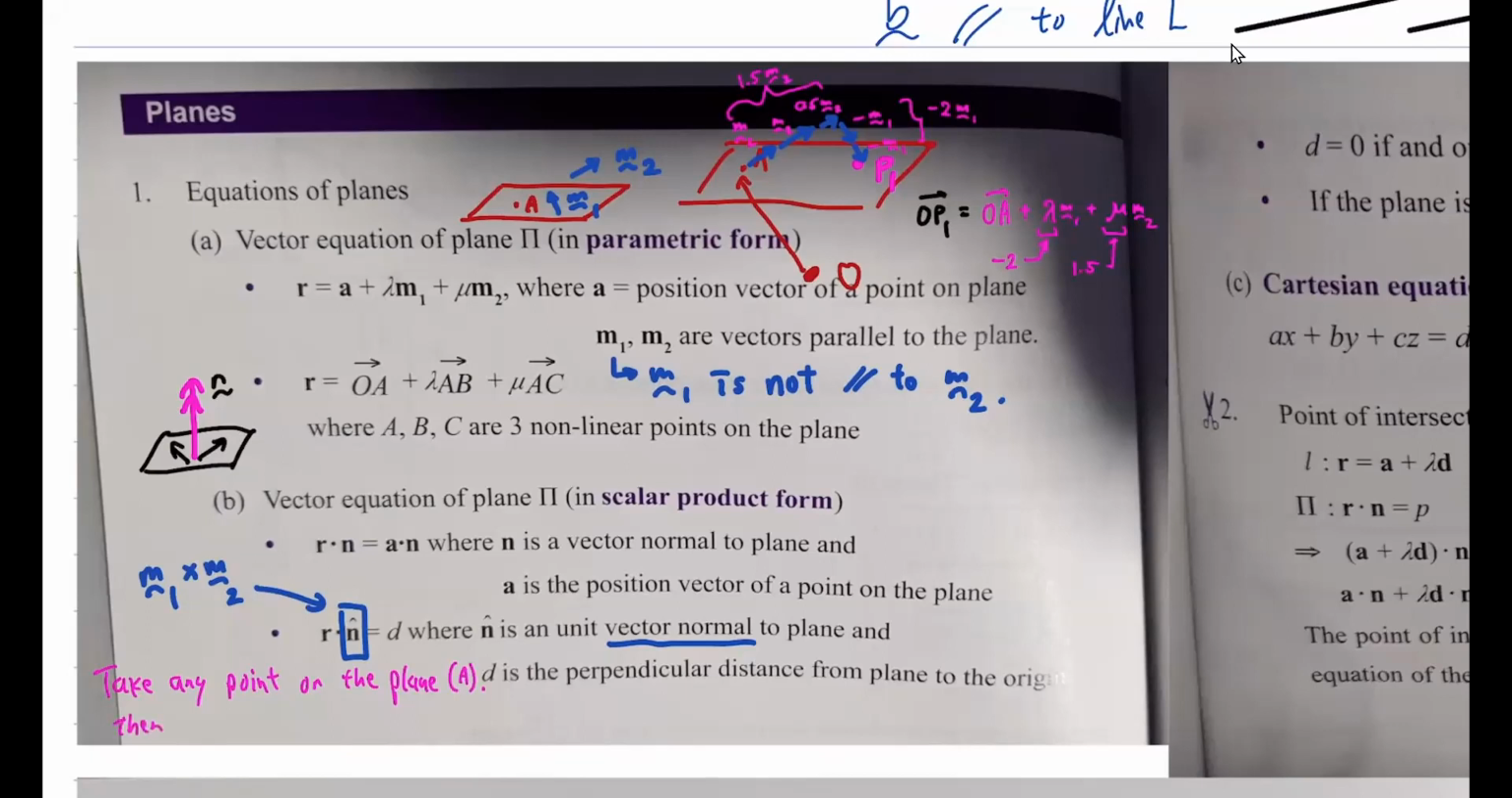Then you calculate R dot with that vector. Let's just call this OA. R dot with the OA, you get some number.